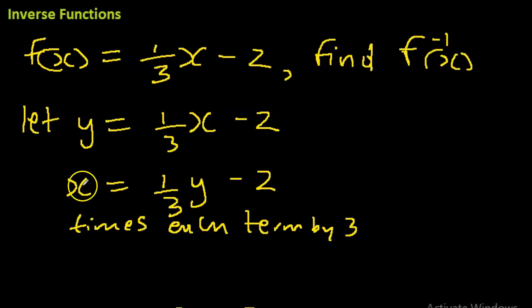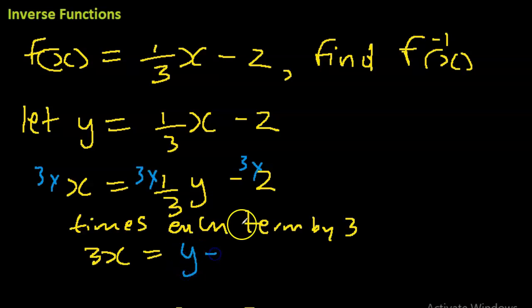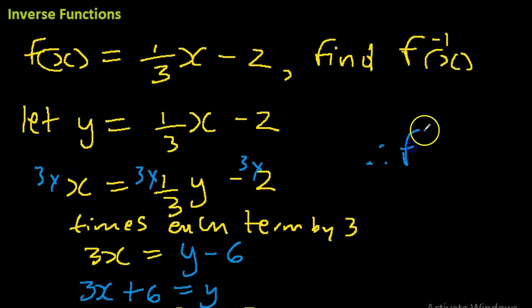So 3 times x, that's 3x. 3 times 1/3 y. 3 times 1/3 is 1, right? So 3 times that term, 3 times that term, and 3 times that term. So 3 times 1/3, that's 1, so 1y. And then this would be negative 6. Transposing for y, I can just add 6 to both sides. I just group this negative 6 over here. It's 3x plus 6 equal y, which means therefore that f inverse x is 3x plus 6.